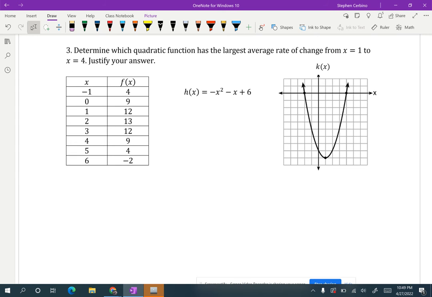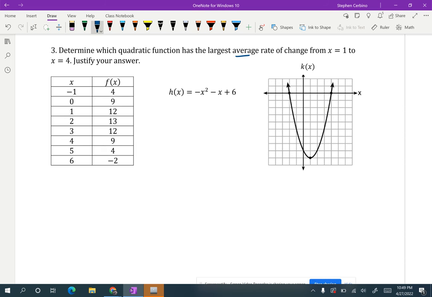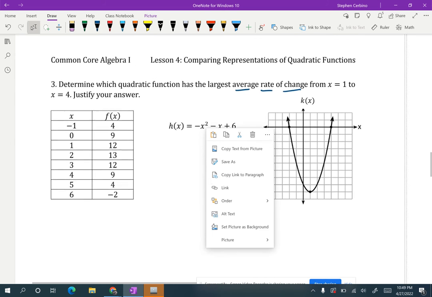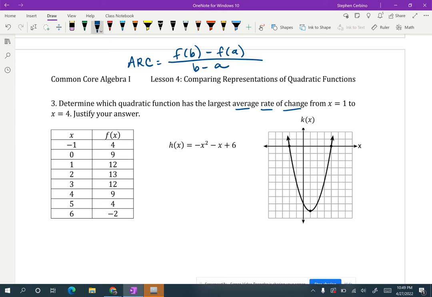All right, the next one goes over average rate of change again. This is something we did in the first lesson. It was a review of something we did in a previous unit. So whenever we hear average rate of change, here's what we have to think: the average rate of change is equal to the function value of the second value minus the function value of the first value, and then the second value minus the first value.